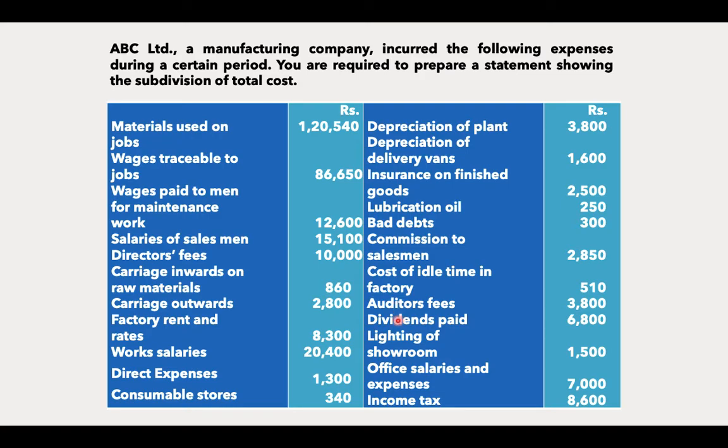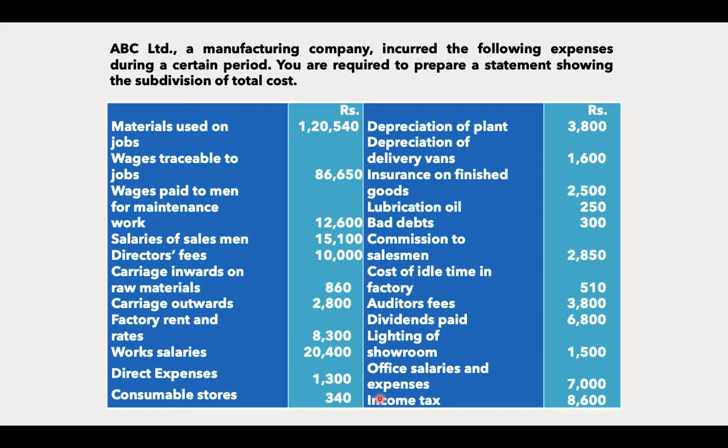And the next item is dividends paid. Please keep in mind, dividends paid will not come under the cost sheet calculation. So we have to leave this item. Next, lighting of showroom. It is regarding the showroom expenses. So it will come under selling and distribution overheads. Then we have office salaries and expenses. It will come under the office overheads.